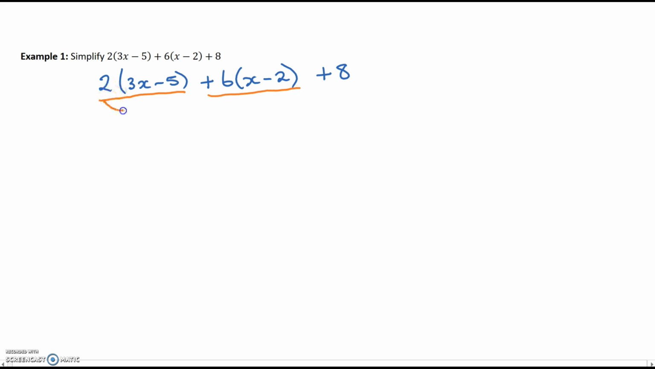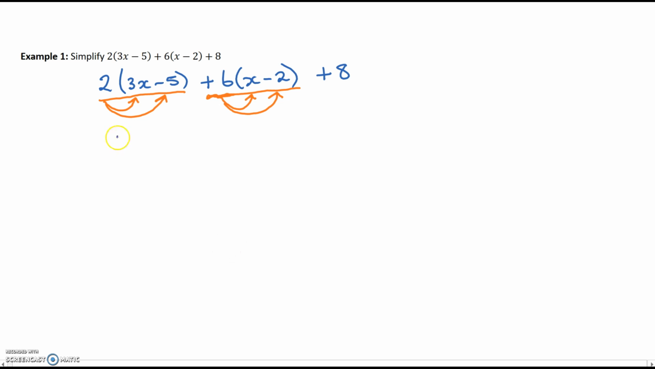So we'll distribute the 2 into the 3x into the negative 5, and we'll distribute the plus 6 into the x and into the negative 2. Okay, the plus 8 out here on its own isn't immediately against the parentheses, so it's not going to be involved in the multiplication step.